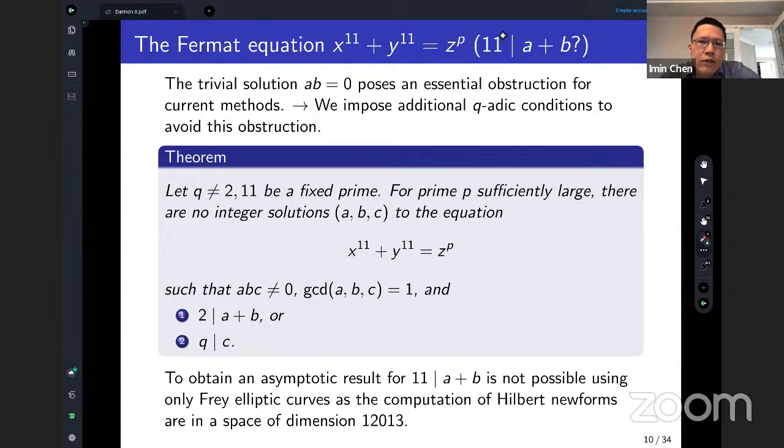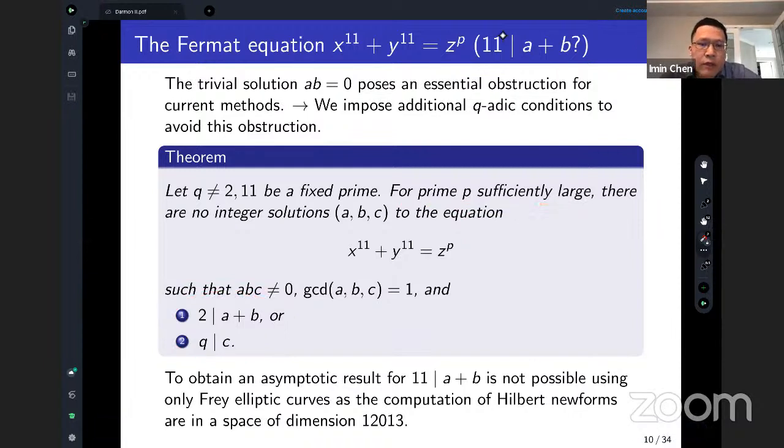For this equation, we chose not to put a coefficient, but to try to impose some 2-adic or q-adic conditions which avoid that trivial solution. And what we're able to prove is that if 2 divides a plus b, or some prime q not equal to 2 and 11 divides c, then we're able to resolve this equation under those 2-adic or q-adic conditions. And the resolution in this case is a bit weaker. It's for p sufficiently large.